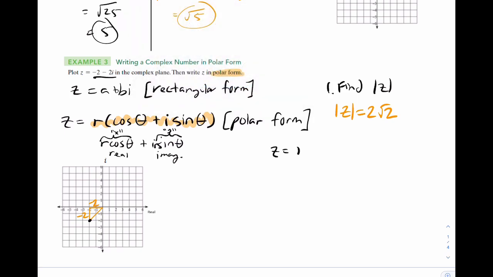z equals r (cosine theta plus i sine theta). We already found r is 2 root 2. And again, that's just finding the hypotenuse. Or think of it like polar, how far you are from the origin. The only part we don't have is this theta, so I can just write this in. Cosine blank plus i sine blank.